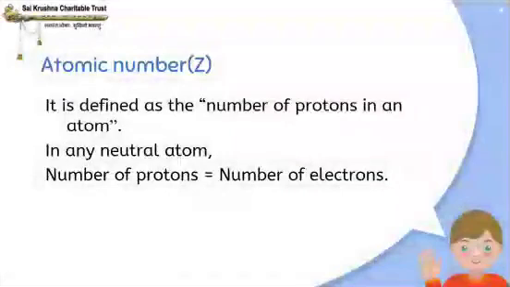If the atomic number of an element is 5, then the number of protons present in it is also 5, and the number of electrons present in it is also 5. Did you all get it, children? It is defined as the number of protons in an atom. In any neutral atom, we know that the number of protons is equal to the number of electrons.